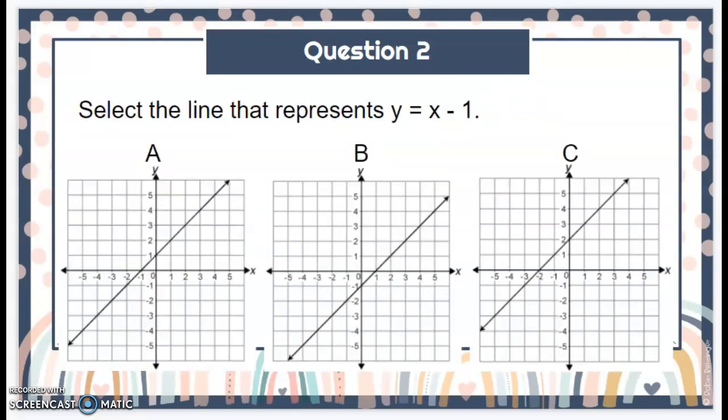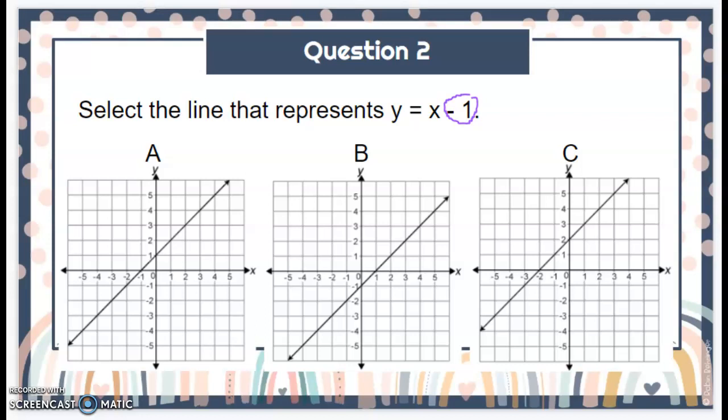Go ahead and answer question 2. Select the line that represents y equals x minus 1. So we take a look at our formula here, y equals x minus 1. We want to look at our y-intercept, which is minus 1. We know that when we start at the origin, the y-intercept, whether it's positive or negative, tells us which direction to move, whether we go up or we go down. If it's positive, we go up from the origin, and if it's negative, you go down from the origin.